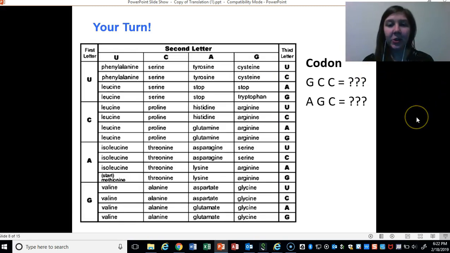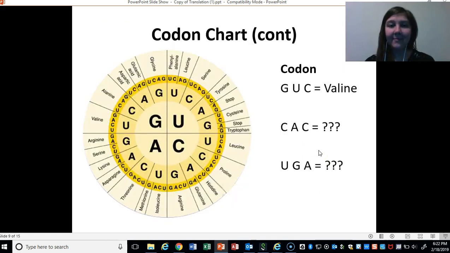So now it's your turn to try. What would GCC code for? Just give you a second to figure it out. Going to be alanine. So you see here, G, C, C is alanine, and AGC would be serine.